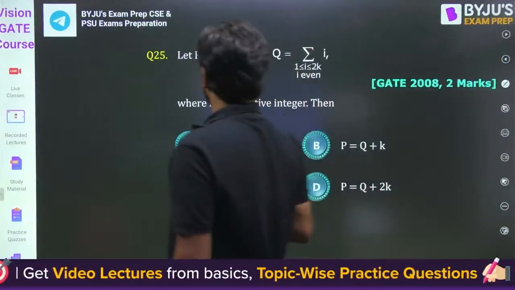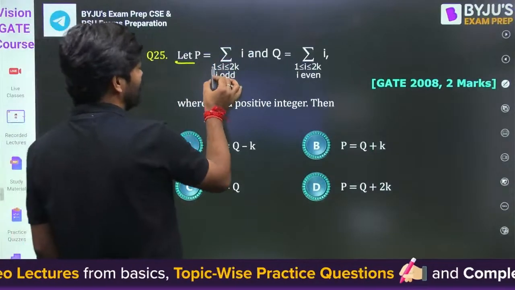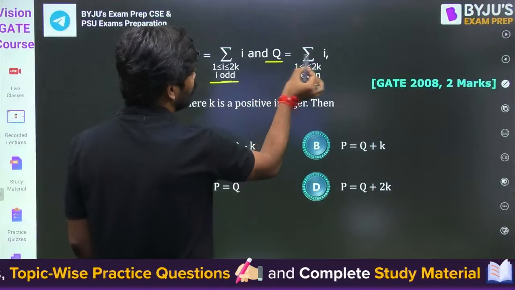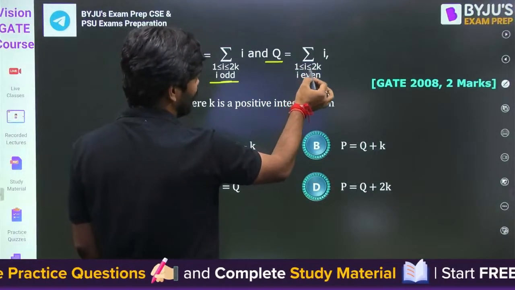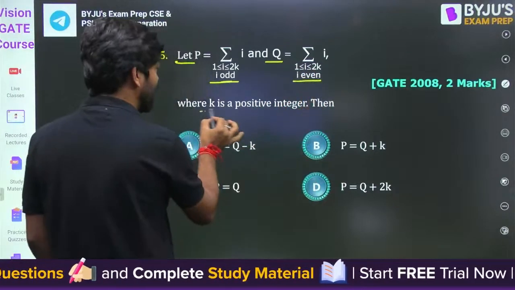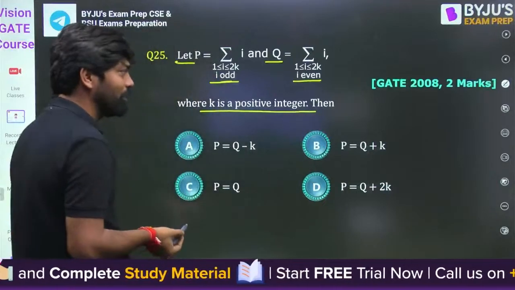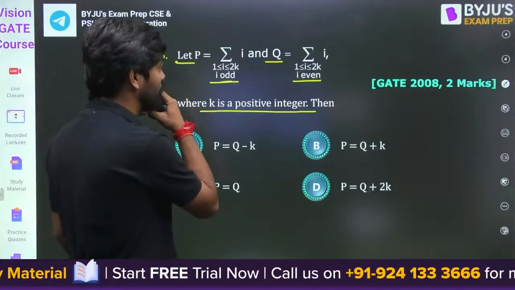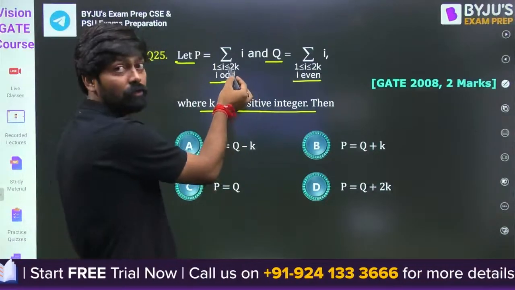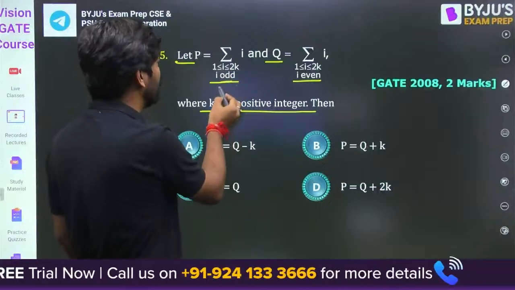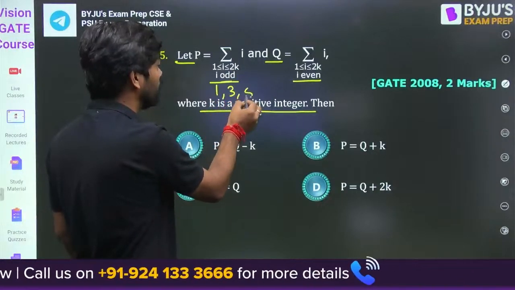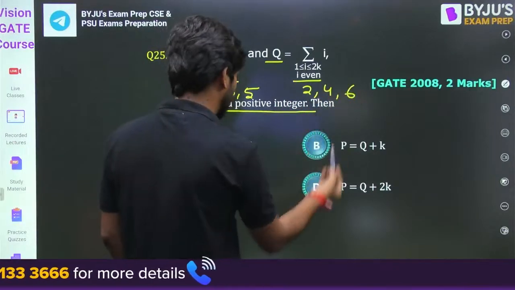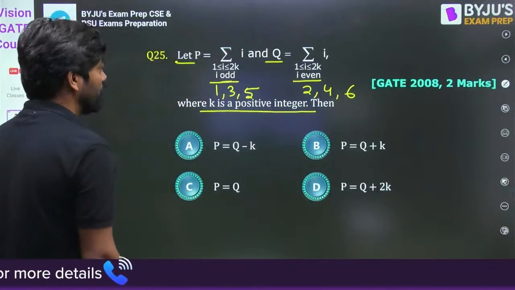Now see this question. Let P equal the sum of i where 1 less than i less than 2K and i is odd, and let Q be the sum of i where 1 less than i less than 2K and i is even, where K is a positive integer. This question you can also try with hit and trial. You can take K as 3. So 2K goes up to 6. Here we get odd numbers 1, 3, 5, and here we get 2, 4, 6.